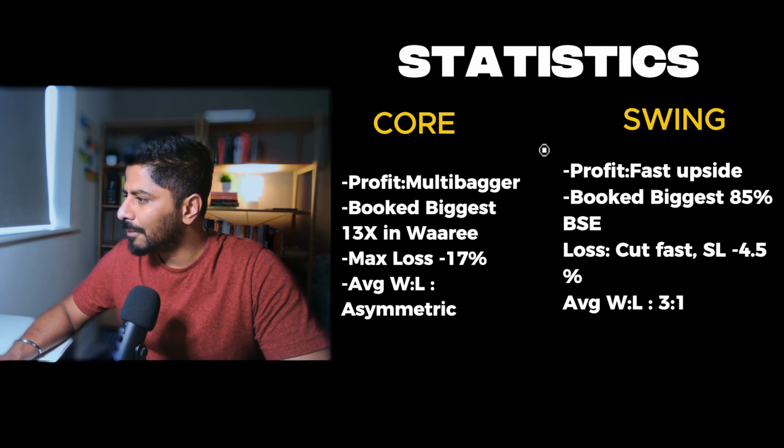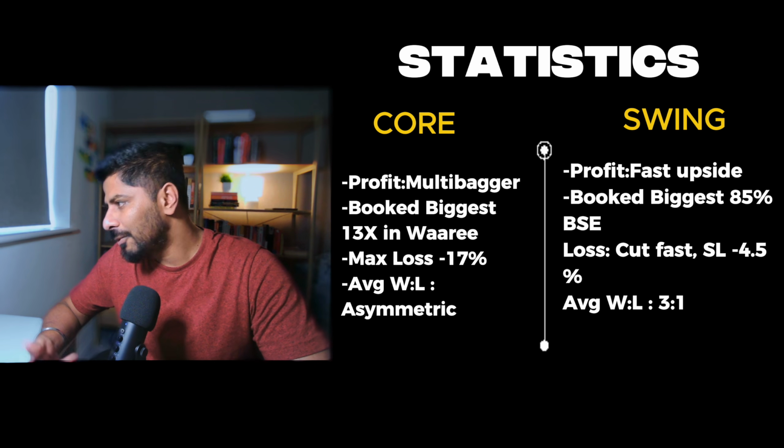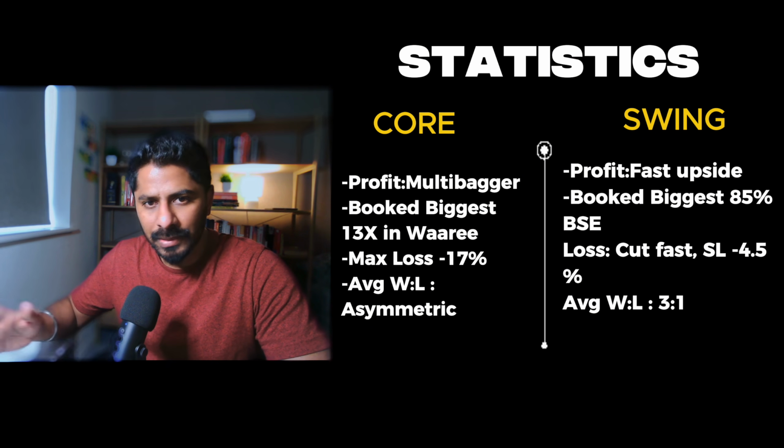You will notice for the core, I look for the multibaggers, and here the losses are controlled. But for satellite, I cut losses immediately. So my worst case loss is 4.5%. For average win and loss here, I generally look for 3 to 4 versus 1. That is the best case scenario.